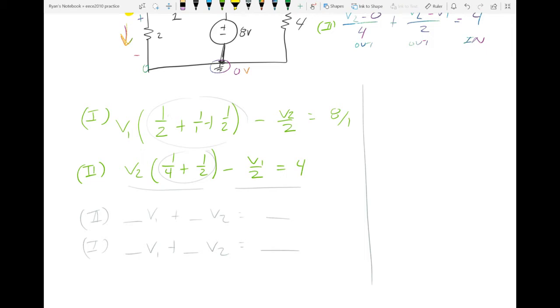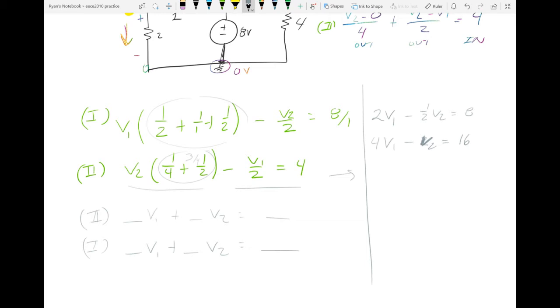Okay. Sorry. That's a half plus 1 plus another half, so that's 2. So I could say that this is 2v1 minus 1 half v2 is equal to 8. If you want, you can multiply everything by 2 if you don't like fractions and say 4v1 minus v2 is 16. And then this equation is, this is 3 quarters, right?